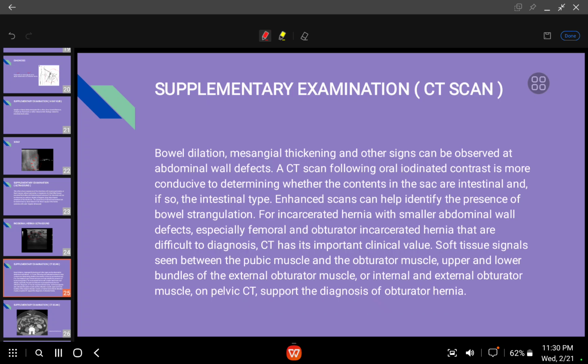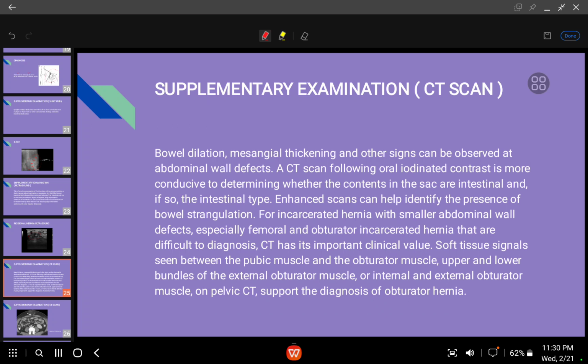So next is the CT scan. Bowel dilation, mesenteric thickening, and other signs can be observed, as well as abdominal wall defects. CT scan following oral iodinated contrast is more conducive to determining whether the content in the sac is intestinal, and if so, the intestinal type. Enhanced scans can help identify the presence of bowel strangulation for incarcerated hernia with smaller abdominal wall defects, and especially femoral and obturator hernia that are difficult to diagnose.